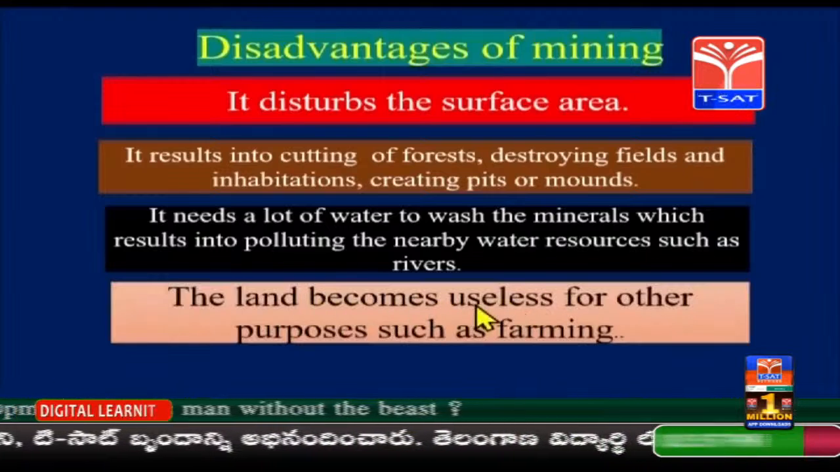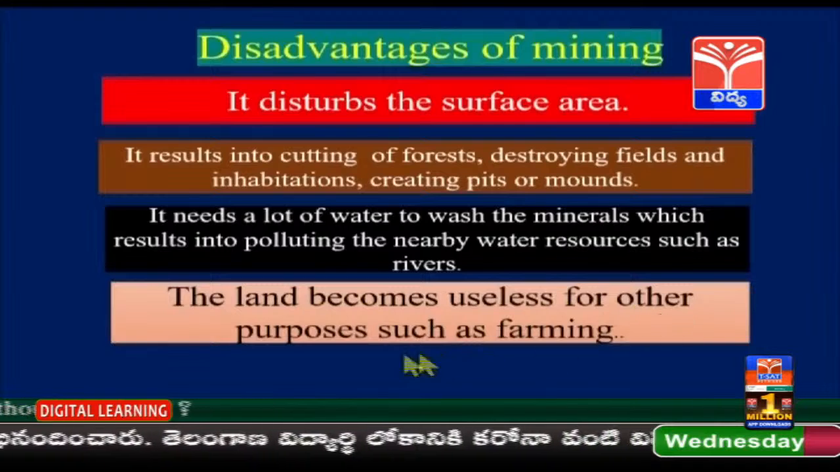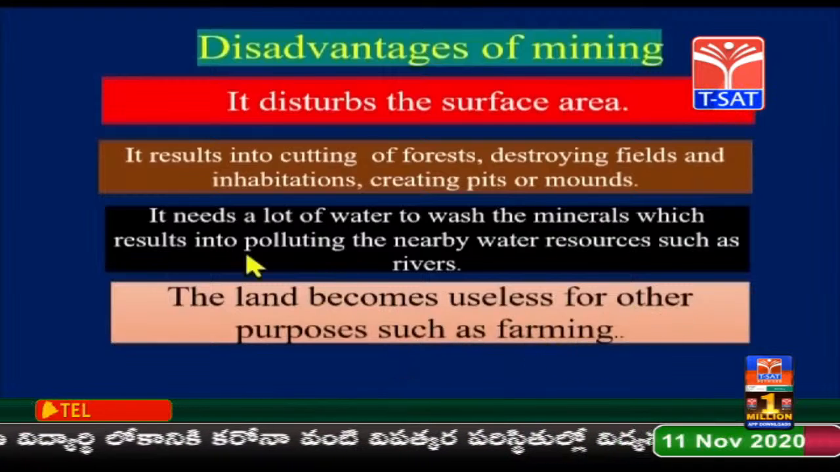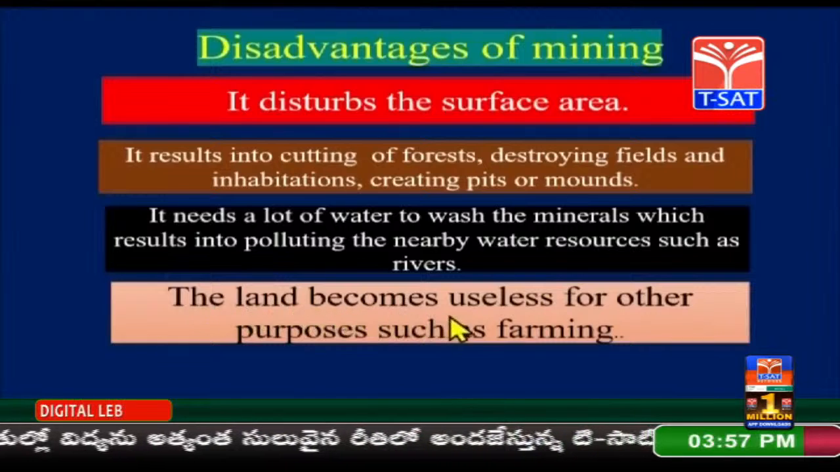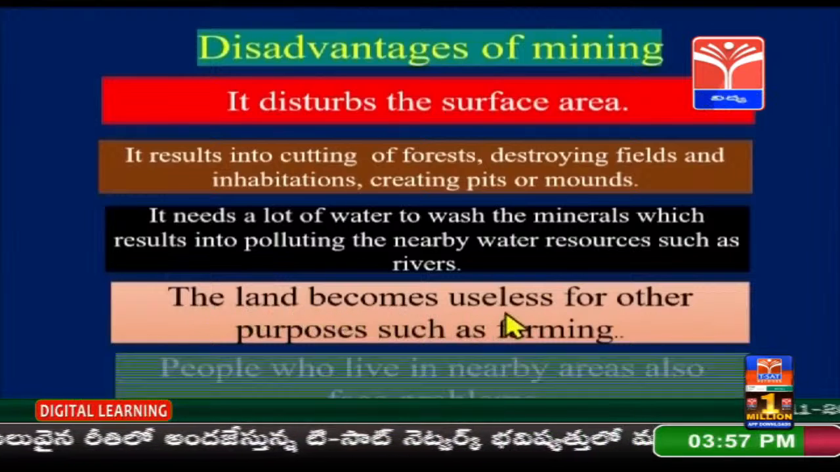The land becomes useless for other purposes such as farming. Once the mining has been started in a particular area, that land becomes completely useless for the farming purpose.